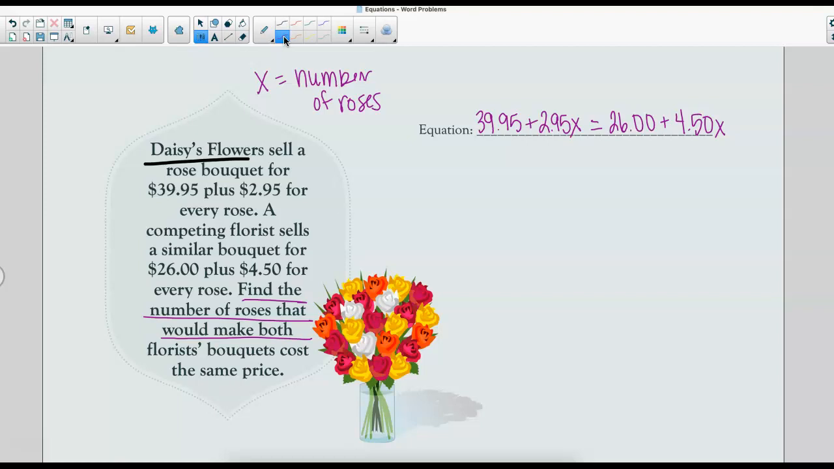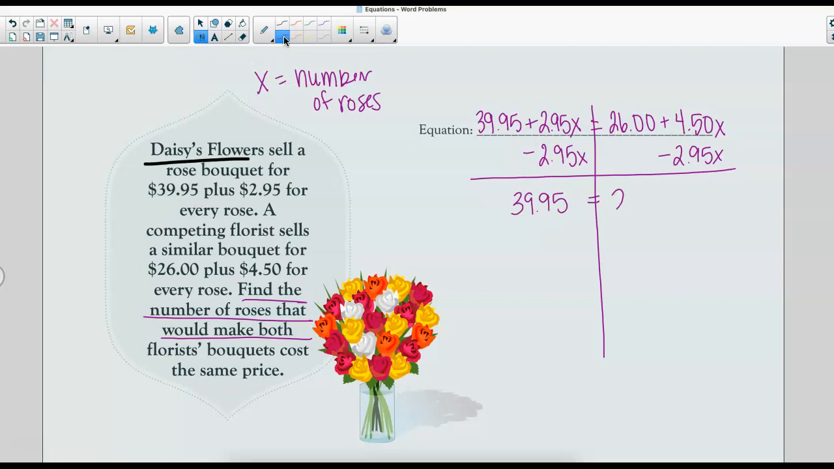So I draw a line by the equal sign. Right now I have X on both sides. Which one should I get rid of? 2.95X. Okay, so we're going to subtract 2.95X from each side. And that gives me $39.95 equals 26 plus 4.50 minus 2.95, which is 1.55X.